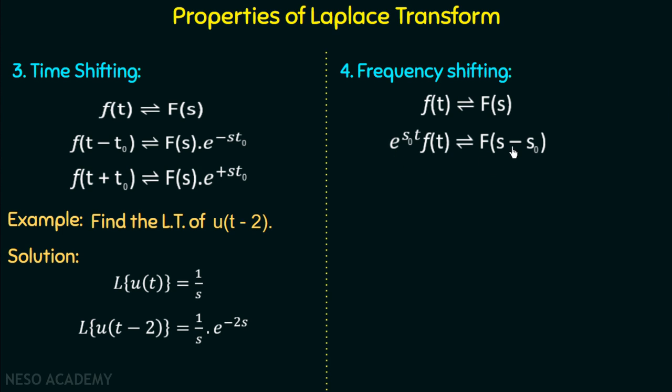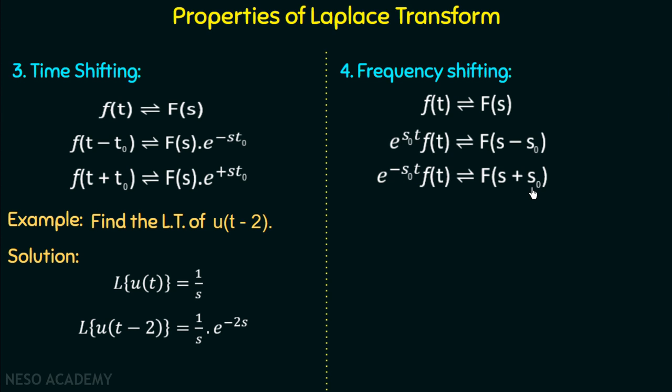We can see that if we have a negative sign here, we have a positive sign in the exponential function, and s naught is the factor by which we are performing the right shift. Similarly, if we perform left shifting in the frequency domain, e to the power minus s naught t f of t will have a Laplace transform F of s plus s naught. In this case, we are performing left shifting in the frequency domain, and that's why we get an exponential function with the negative sign in the time domain.